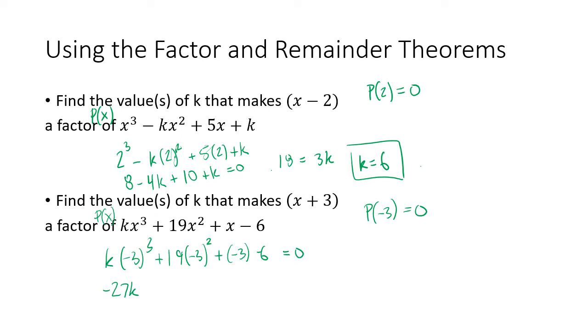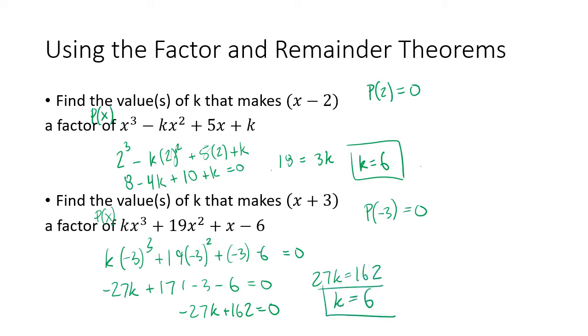So negative 27k cubed, that's not k cubed, sorry. Delete that. Negative 27k plus 19 times 9 is 171, and then minus 3 minus 6 equals 0. So this would be negative 27k, and then 171 minus 9 is 162. So if we solve this for k, we'd have 27k equals 162, and this one is k equals 6 also. If we divide 162 by 27, we get 6. So these sorts of problems can come up.